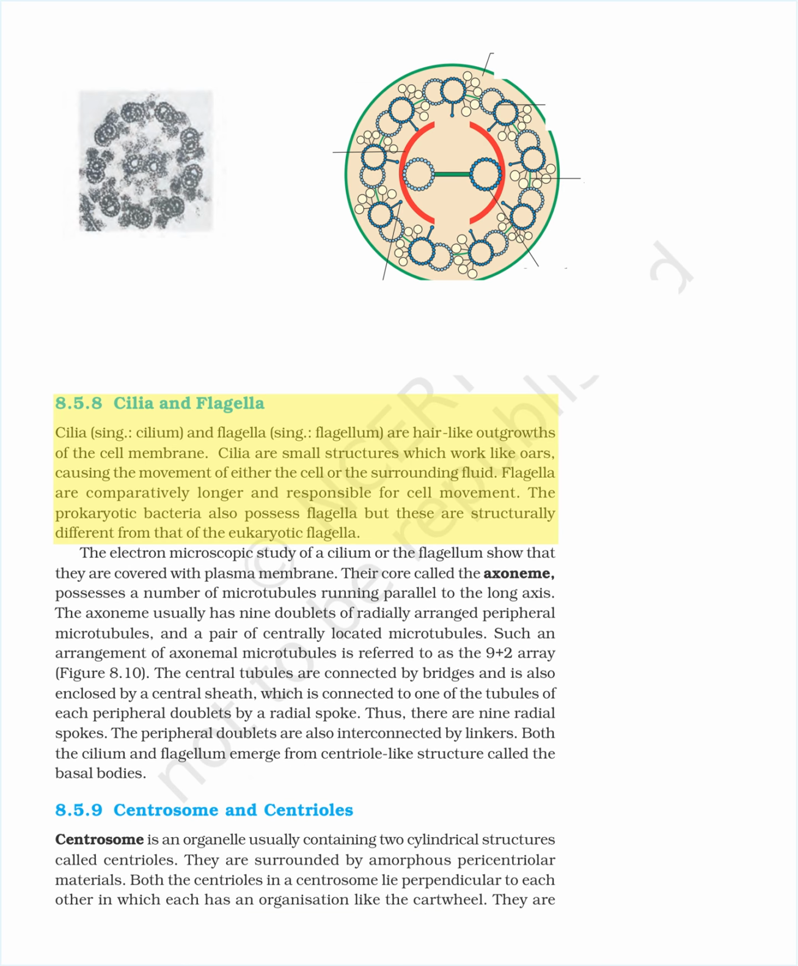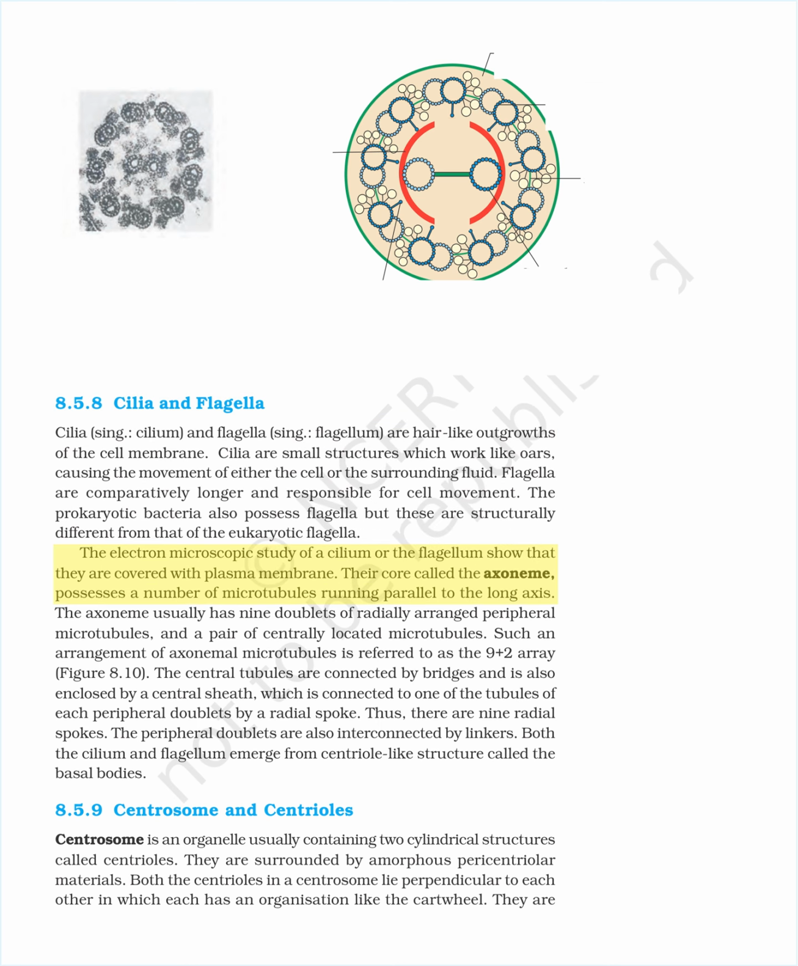8.5.8 Cilia and flagella. Cilia, singular cilium, and flagella, singular flagellum, are hair-like outgrowths of the cell membrane. Cilia are small structures which work like oars, causing the movement of either the cell or the surrounding fluid. Flagella are comparatively longer and responsible for cell movement. The prokaryotic bacteria also possess flagella, but these are structurally different from that of the eukaryotic flagella.